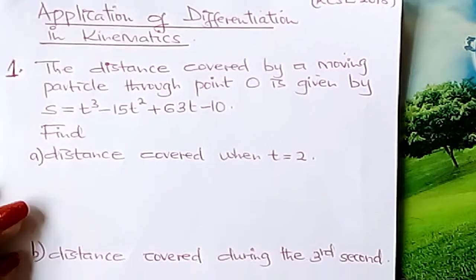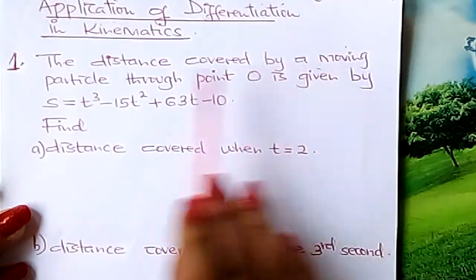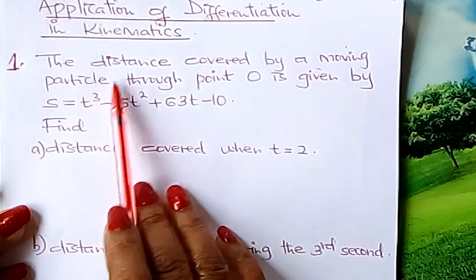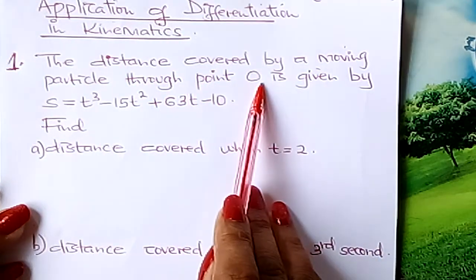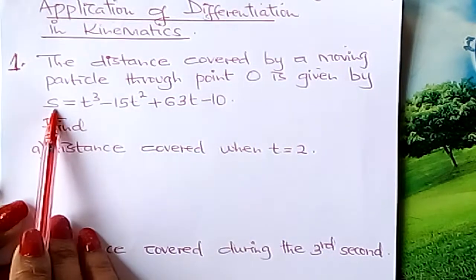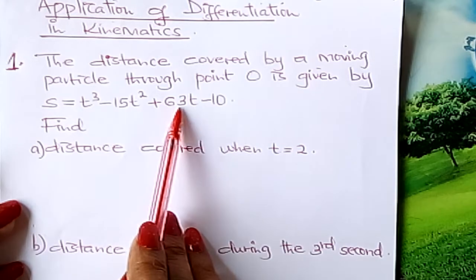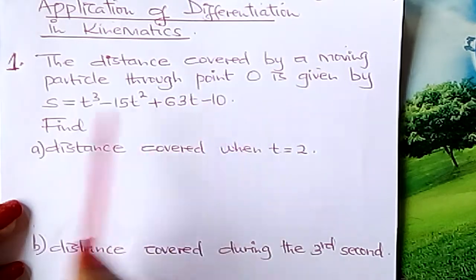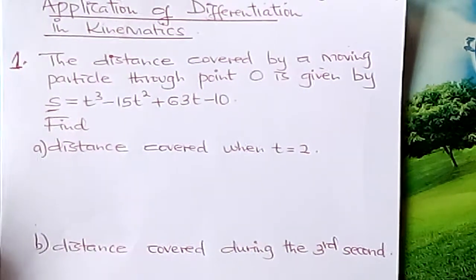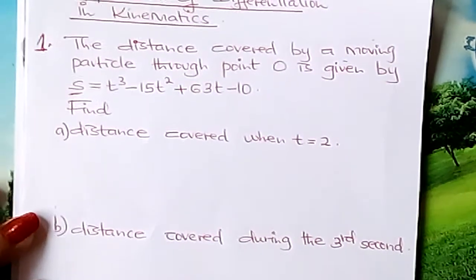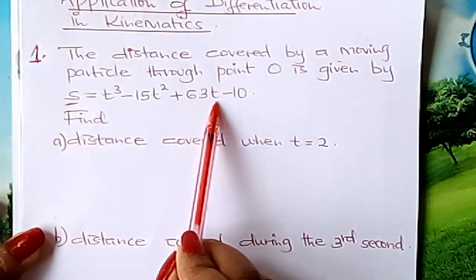2018. Here we go. The distance covered by a moving particle through a point O is given by S is equals to t cubed minus 15t squared plus 63t minus 10. This is the distance. S stands for distance or displacement. T is for time. So learner, this is the expression of distance in terms of time.